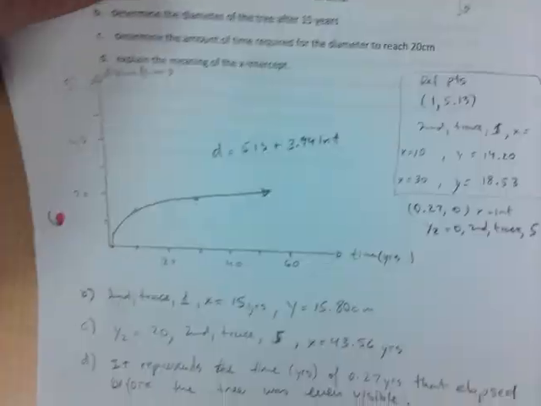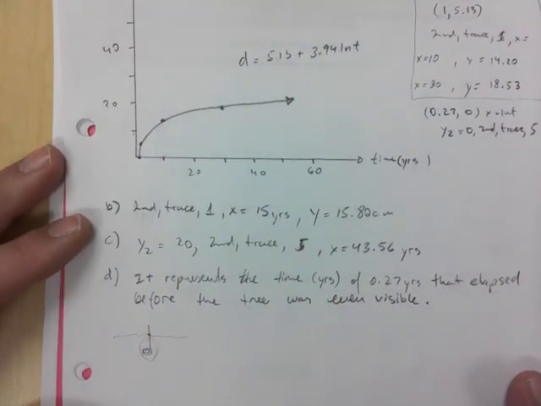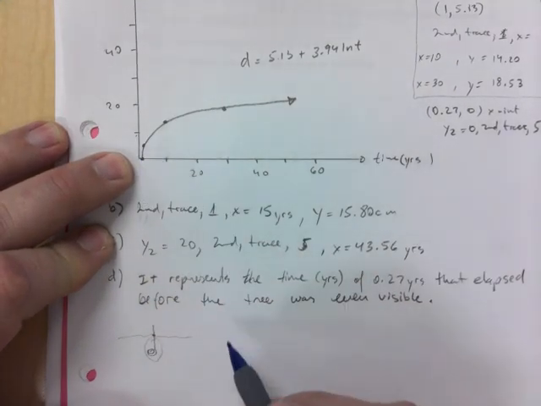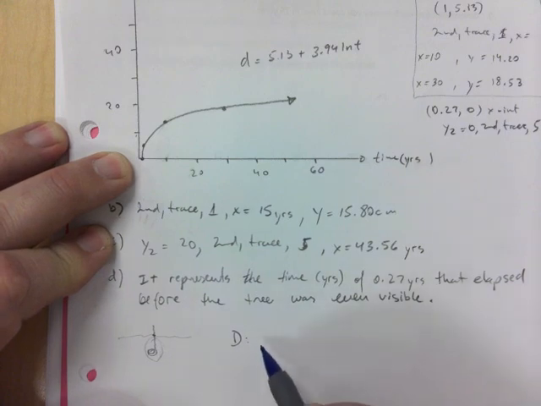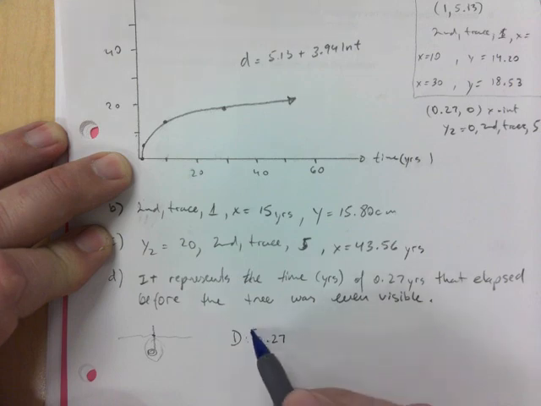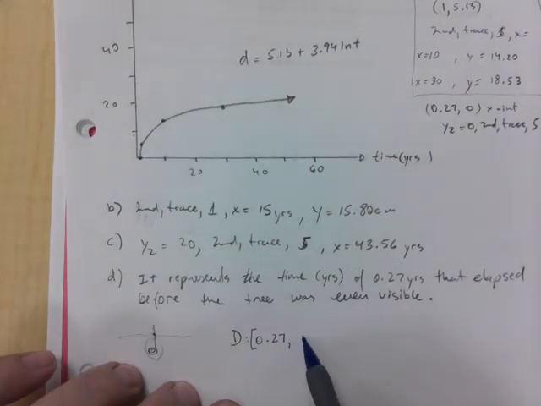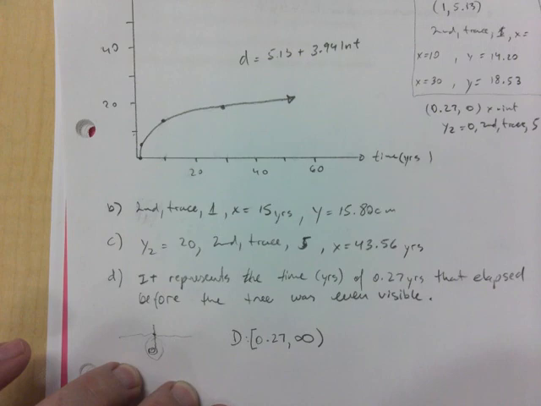So my domain, in a sense here, let's make sure we understand that. Technically the domain starts right there. So the domain would start at 0.27 for time. And in this case, there is no indication that the tree will completely stop growing. So we just go like that, infinity.